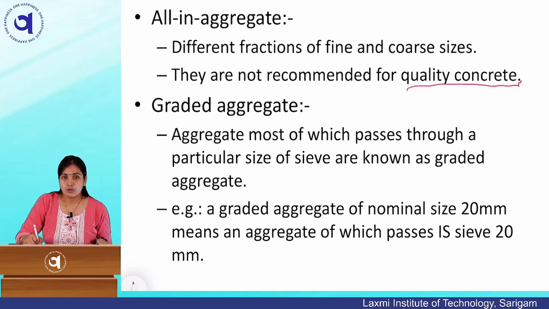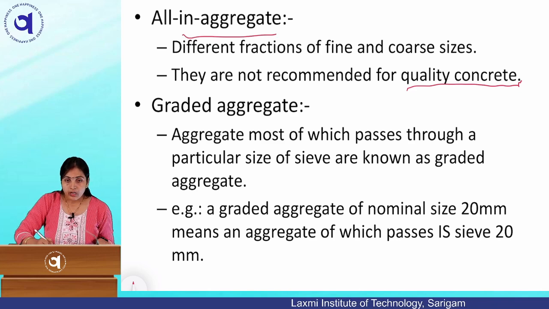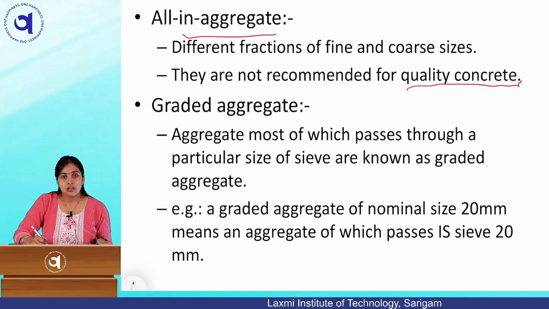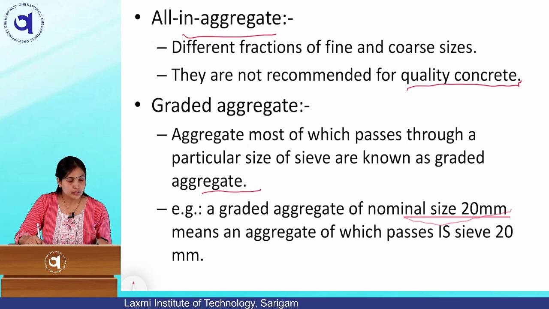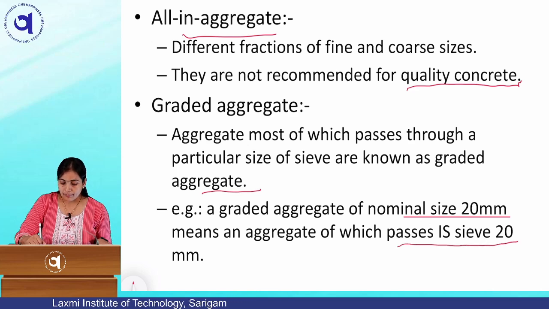So, if you are going to construct any buildings or infrastructure, we are not using all-in aggregate, okay. Graded aggregate we are using for the construction of our projects. Graded aggregate is that which passes through the IS sieves, and varies from 75 micron to 80 mm. For normal construction we are using graded aggregate of nominal size 20 mm, which passes through 20 mm, meaning it is not more than 20 mm.